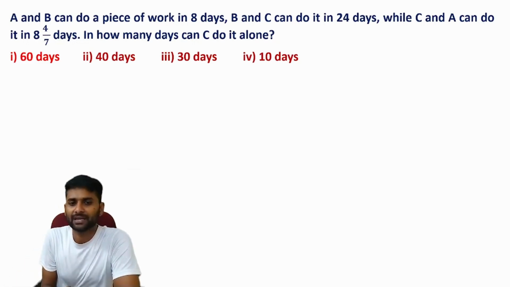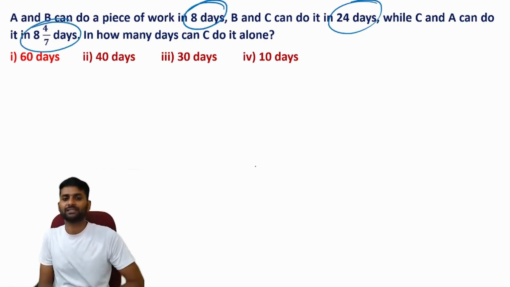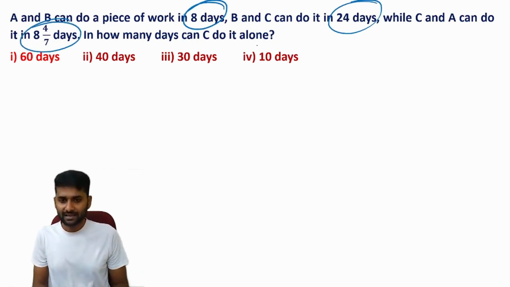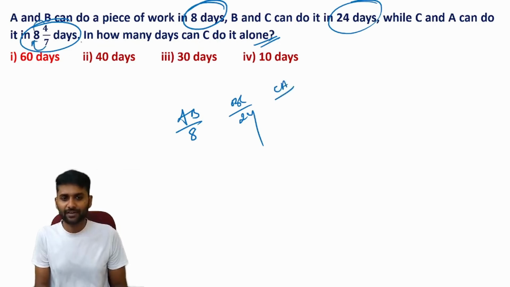See this question, A and B can do the piece of work in 8 days, BC can complete the work in 24 days. CA can do it in 8 4 by 7 days. In how many days can C alone complete the work? AB 8, BC 24 and CA is 7 into 8 56 plus 4 is equal to 60 by 7.